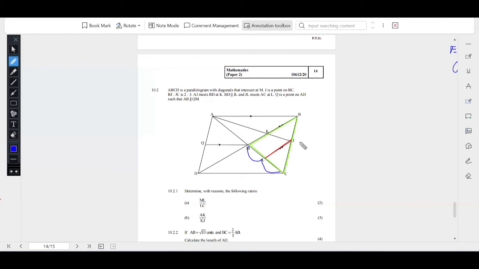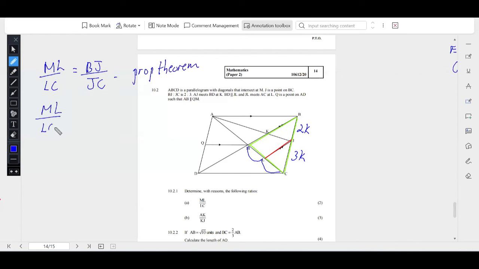So that means if we have our BJ, JC is 2 is to 3, we can say this is 2k and then this is 3k, right? So it must be the same proportion as what? As this. So we are saying BJ will correspond to ML. So we will say ML over LC is actually in the same proportion as BJ over JC. And then this is the proportionality theorem. That means our ML over LC will also be equal to 2 over 3, right? So correct. For 2 marks, that's what we are supposed to do. So that was your A.